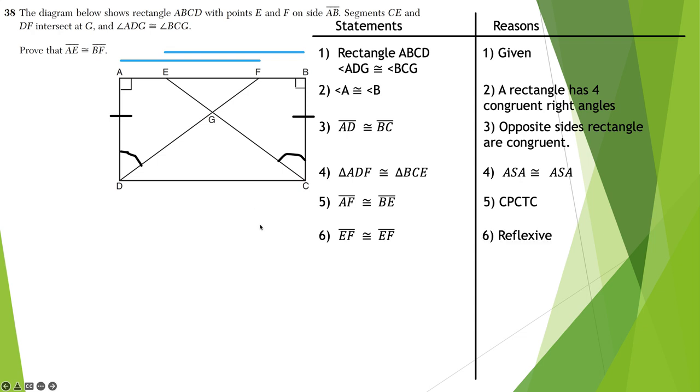And that's a little tricky. I honestly don't expect anybody to get that right until you've seen it. Once you've seen it, then it makes sense, okay? EF is congruent to EF by reflexive. Always mark the X there. And then AE is congruent to BF by subtraction.